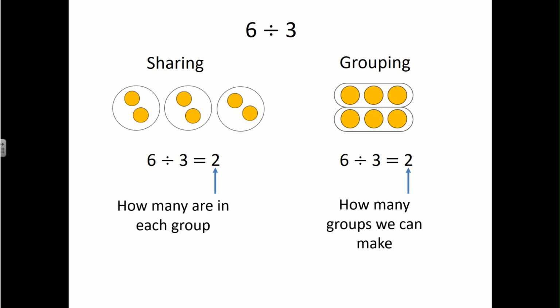It's really important that children practice sharing and that they practice grouping in year 3 and year 4. Because as the numbers get bigger, sharing becomes a less efficient method. Because if you had to share out 140 counters between 4 children, it would take you a long time. And this is where grouping, as they move further into year 4 and year 5, becomes much more important. Thinking about how many groups we can make.